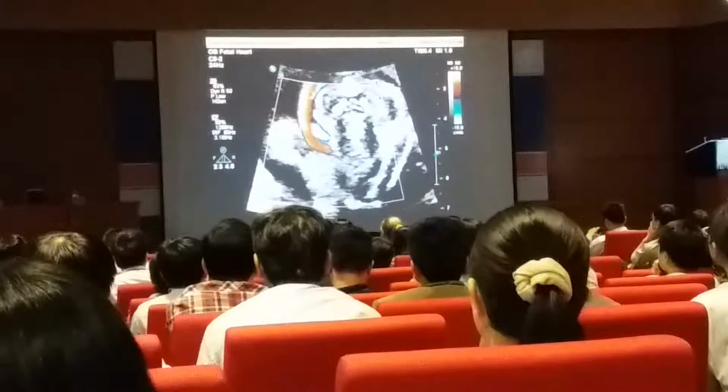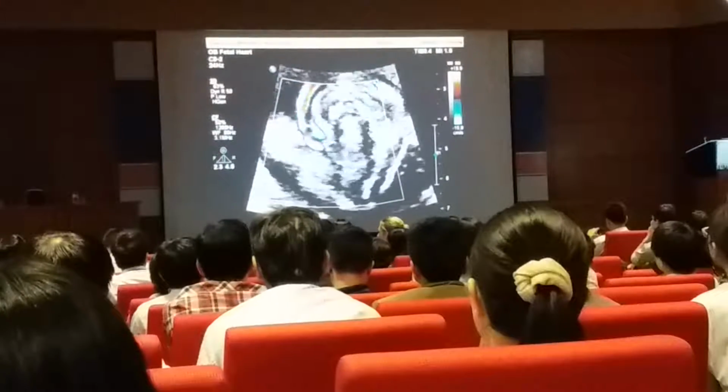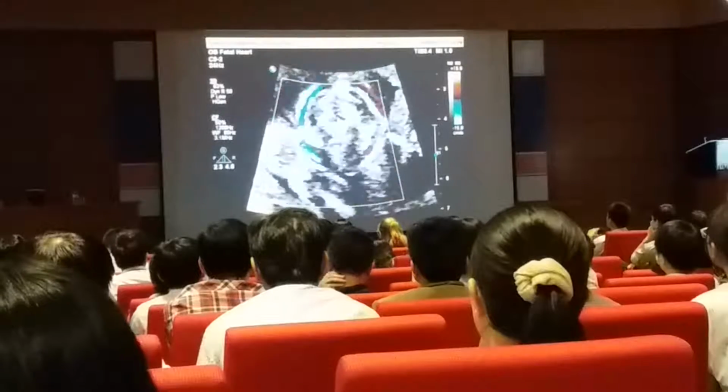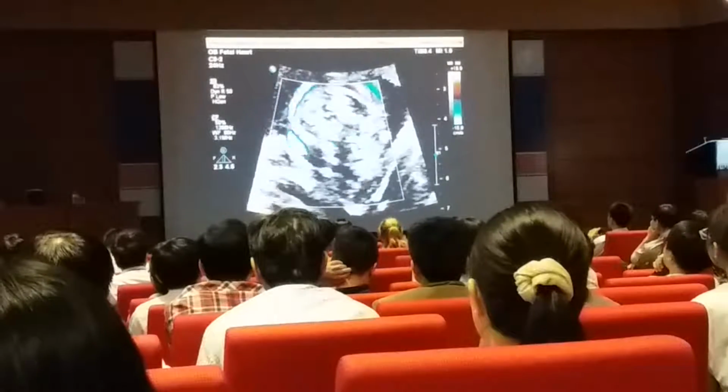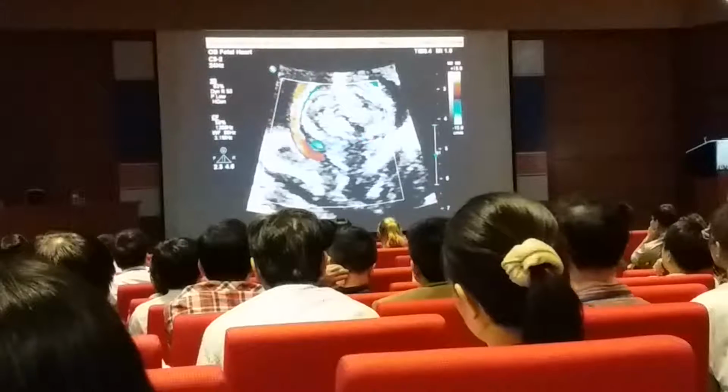Okay, so now let me get this. I don't want to zoom it, but I want to get the depth a little down. Where's the depth thing here on this machine?